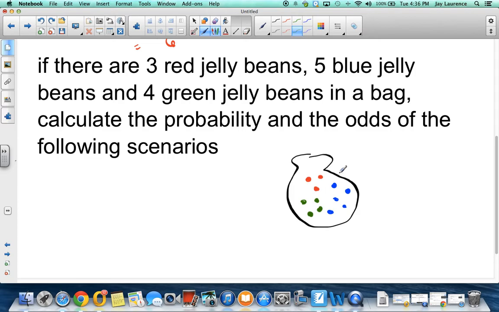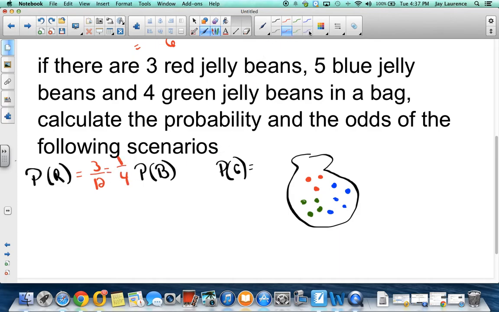Okay. So, I want to know, first of all, the probability of reaching in and getting a red, the probability of reaching in and getting a blue, and then the probability of reaching in and getting a green. Let's figure out all those really quick. Well, the probability of getting a red would be 3 out of how many total? Well, let's see, that's 9. Looks like out of 12, so a better answer would be 1 out of 4.